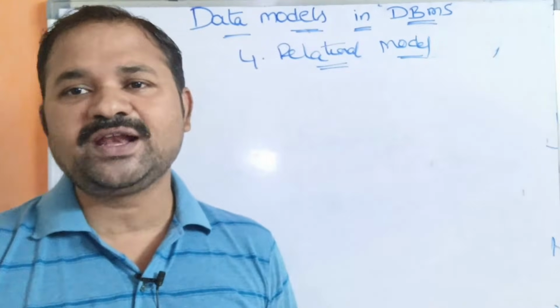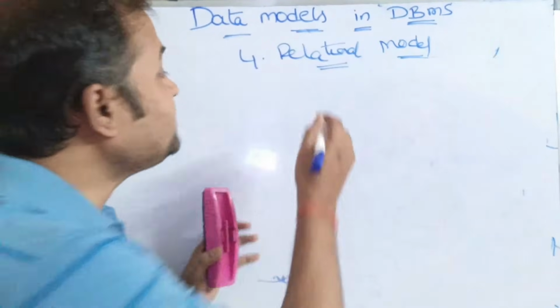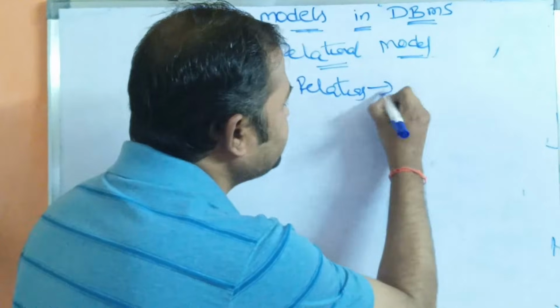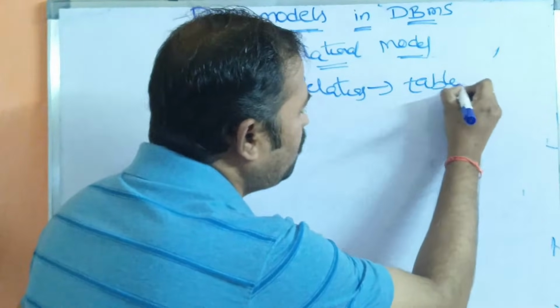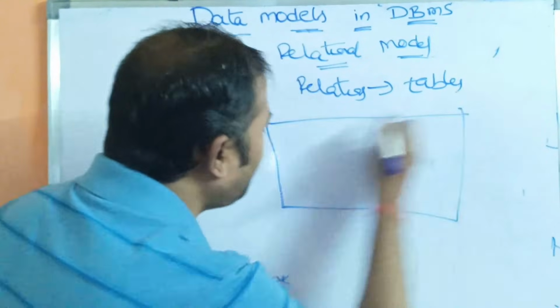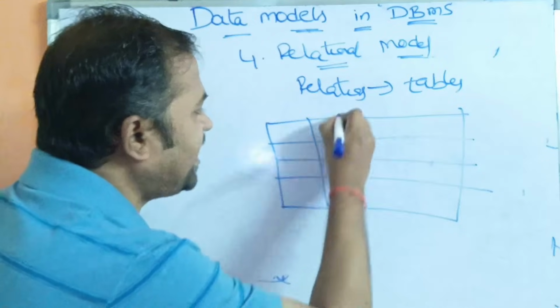In relational model, we use relations. Relations are called as tables. We know what is a table. Table means it contains a collection of rows and columns. Table is a collection of rows and columns.